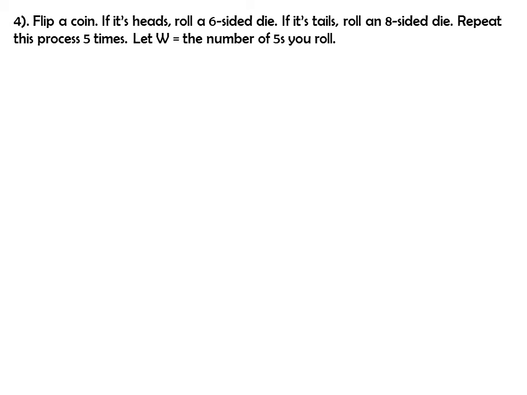Number 4: flip a coin. If it's heads, roll a 6-sided die. If it's tails, roll an 8-sided die. Repeat this process 5 times. Let W equal the number of 5s you roll. So are there 2 possible outcomes? Yes, success is getting a 5 and failure is not getting a 5.